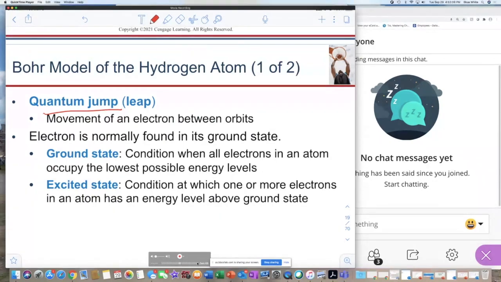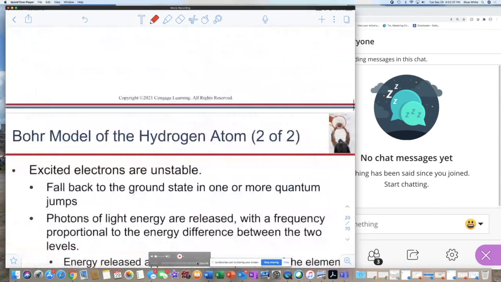Yep, that's me. So going from a ground energy level to an excited state is called a quantum leap, from one reality to a different one. So we're told the electron is normally found in the ground state. I already discussed that. And then when it gets extra energy, it's in the excited state. And of course, this is temporary. It always has to go back home to the ground state.